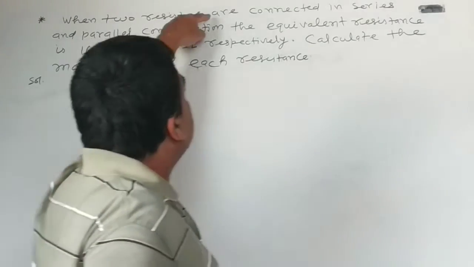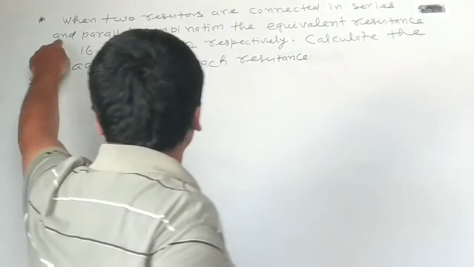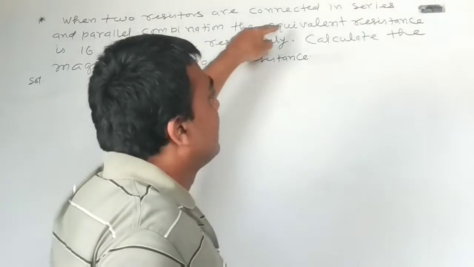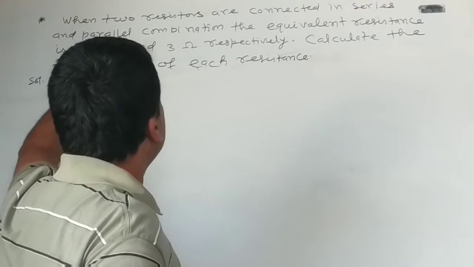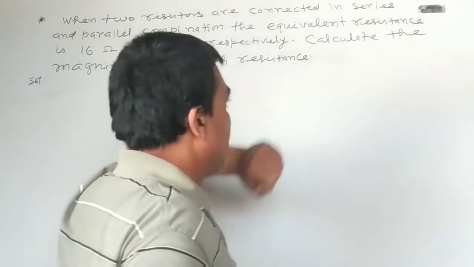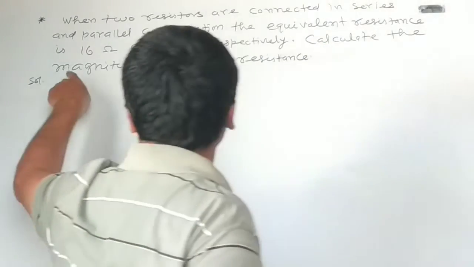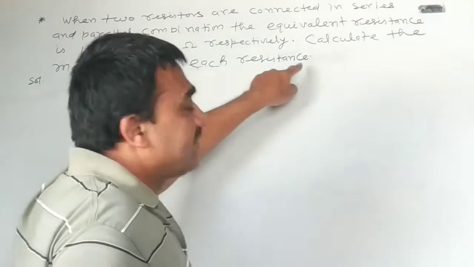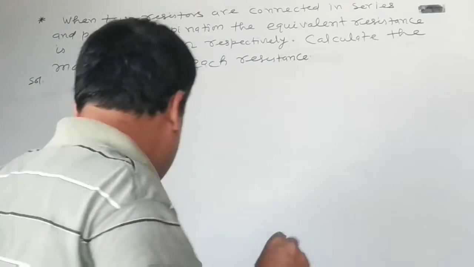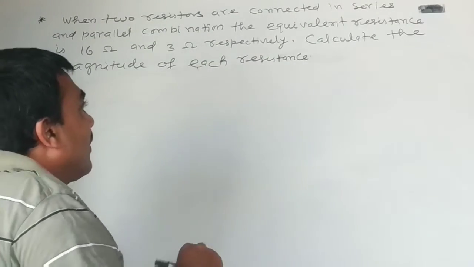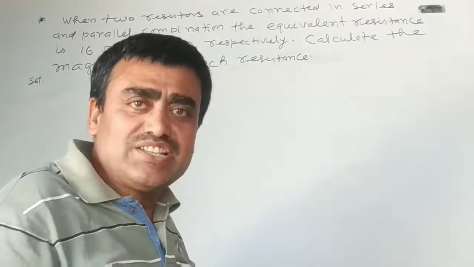When two resistors are connected in series and parallel combination, the equivalent resistance is 16 ohm and 3 ohm respectively. Calculate the magnitude of each resistance. Okay, let R1 and R2 be the magnitude of each resistance.